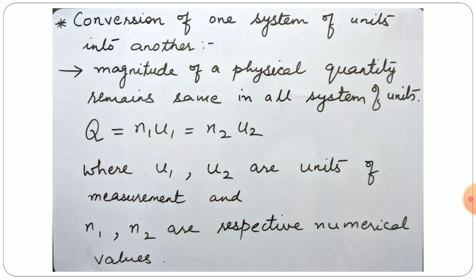Now we know that the magnitude of the physical quantity remains the same in all systems of units. So we can write Q = N1U1 = N2U2. Now what are these U1 and U2? These are the units of measurement. And what are N1 and N2? These are the respective numerical values.